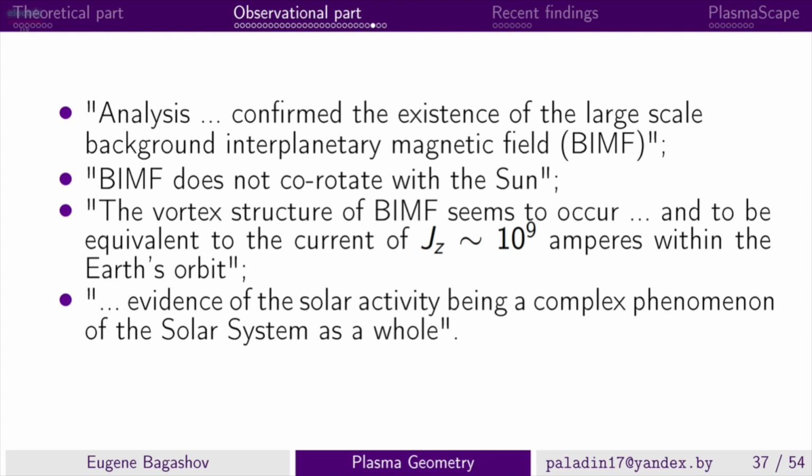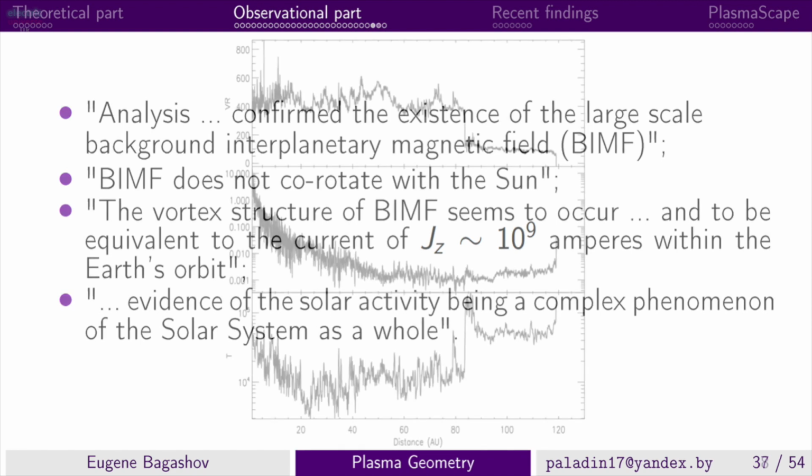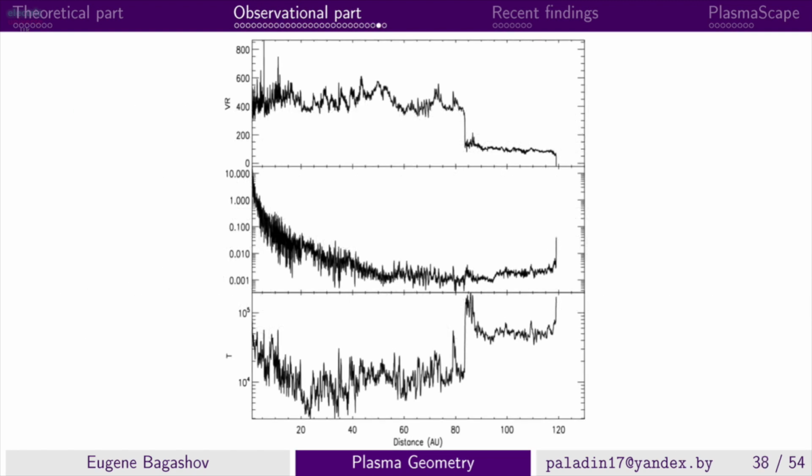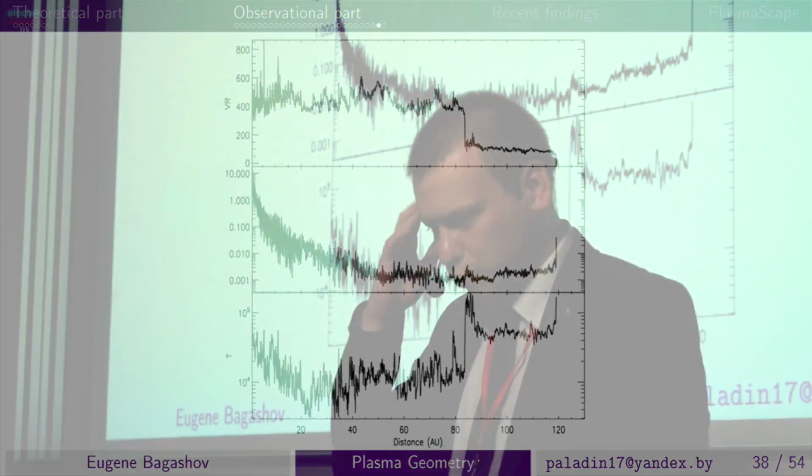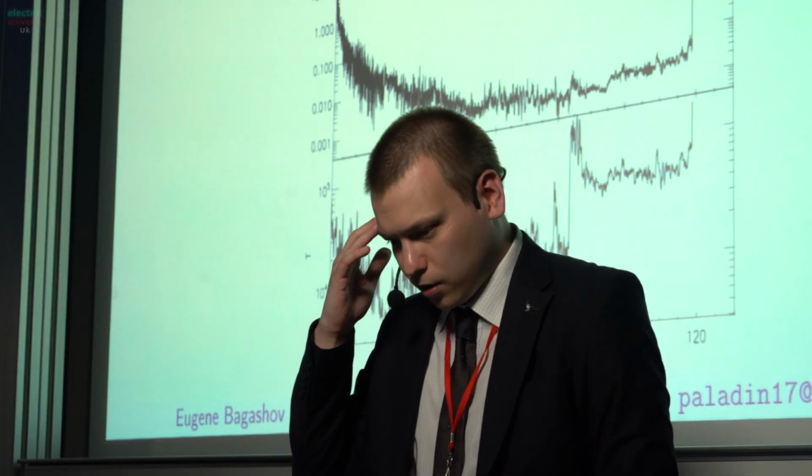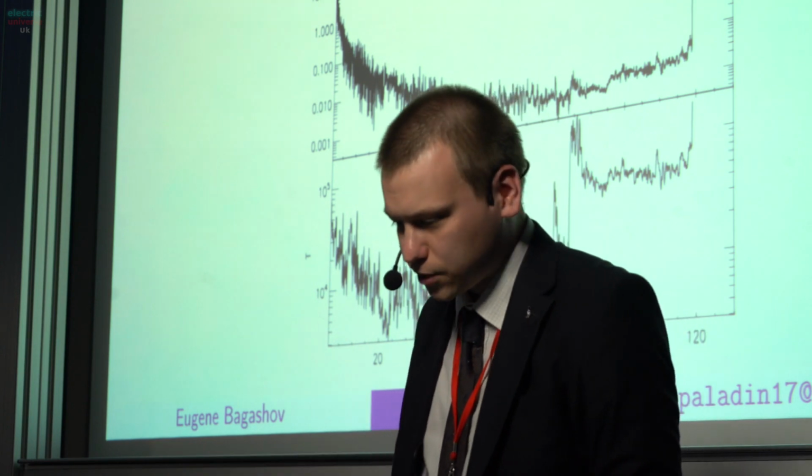And they also found evidence of solar activity being a complex phenomenon of the solar system as a whole, again, as I've already mentioned with regards to IBEX data. Okay, so this is Voyager 2 data. It measured the speed of the solar wind on the top, the density in the middle, and the temperature at the bottom. But the thing I wish to mention here is, look at, for example, the graph for the velocity of the solar wind.